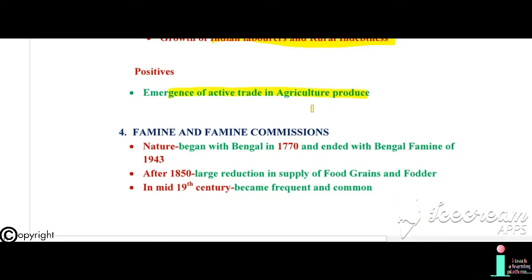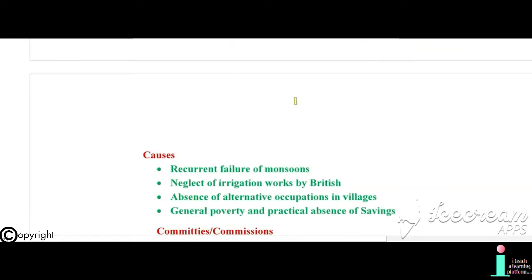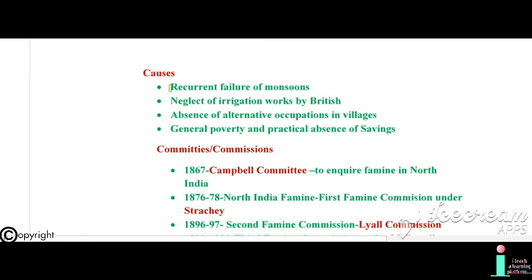Now let's talk about famine and famine commissions, which were the active steps taken by the Britishers in this regard. What was the nature of famine? It began in Bengal in 1770 and ended with the Bengal famine of 1943. The majority of the famines were in North India. After 1850, there was a large reduction in the supply of food grains and fodder. In the mid 19th century, famine became a frequent and common phenomenon, and it led to huge destruction and deaths of the peasants.